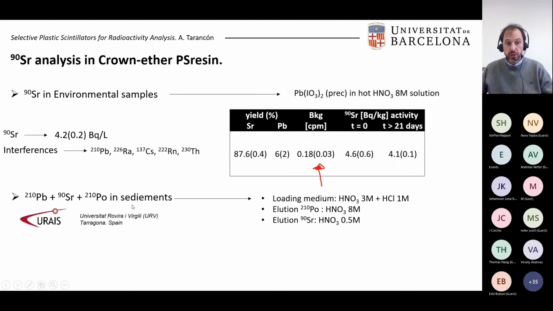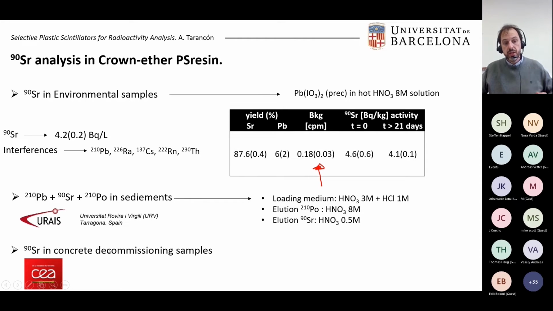The second application we are working on, in collaboration with the University Rovira i Virgili in Tarragona, is the measurement of all 3 isotopes in sediments. In this case, polonium will be analyzed by alpha spectrometry, and strontium and lead-210 will be analyzed after their retention in the plastic scintillation resin. And a third application, which is in the initial steps, is the analysis of strontium-90 in concrete decommissioning samples.